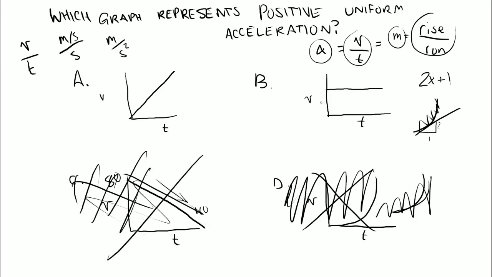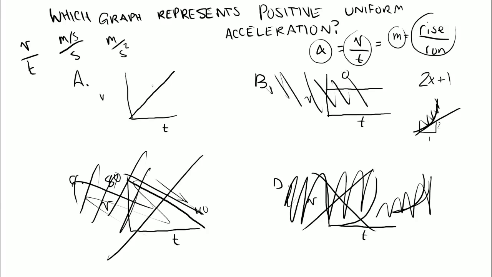So we're left with these two. Now for B, we have a straight horizontal line. The slope of a straight horizontal line is 0. So how is that positive uniform acceleration? Well, it's uniform. It's not changing. It's 0. It's always 0. But it's not accelerating, so that one doesn't work.